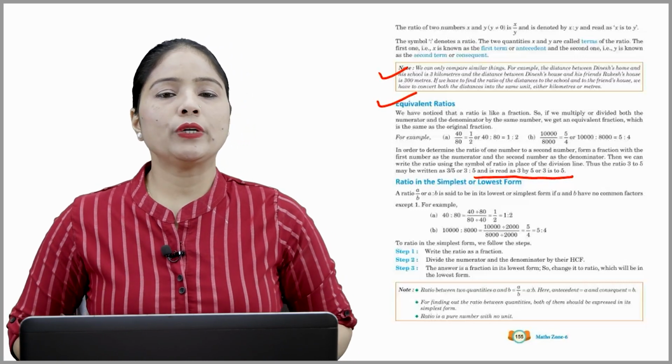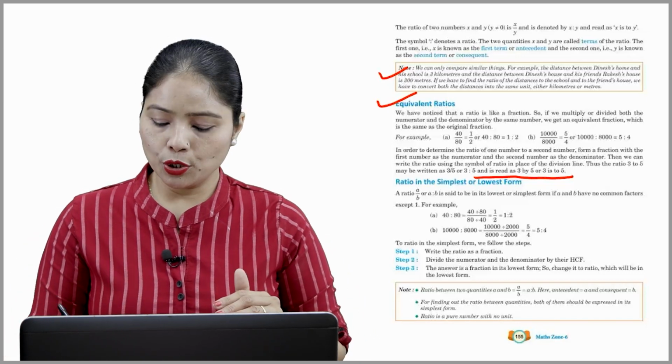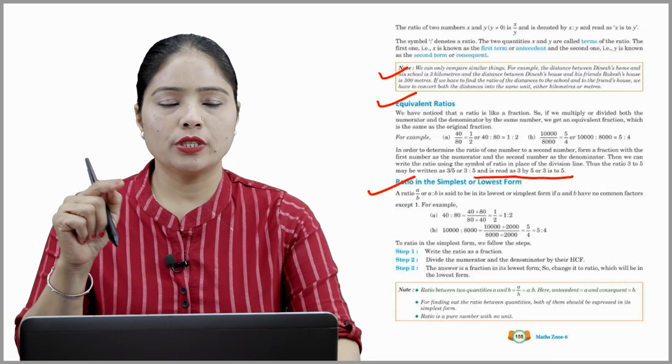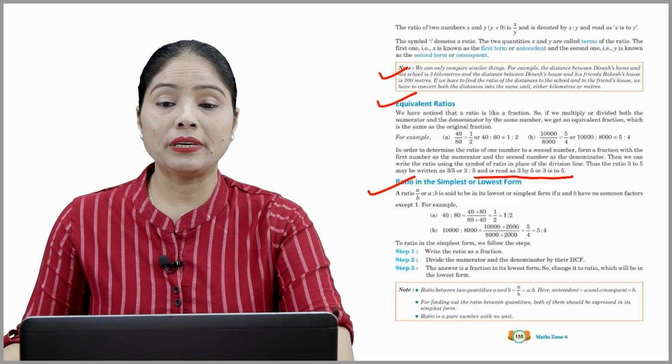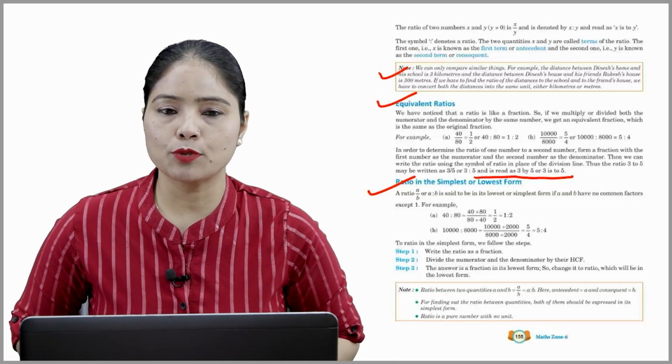Now move on to ratio in the simplest or lowest form. A ratio A divided by B, or A ratio B, is said to be in its lowest or simplest form if A and B have no common factors except one.